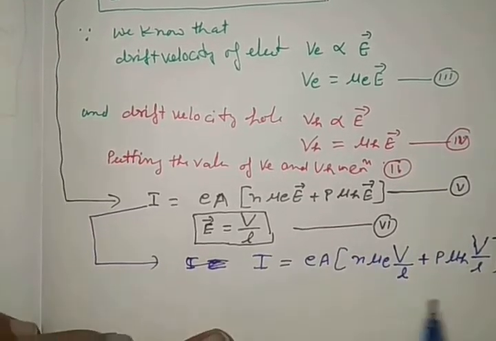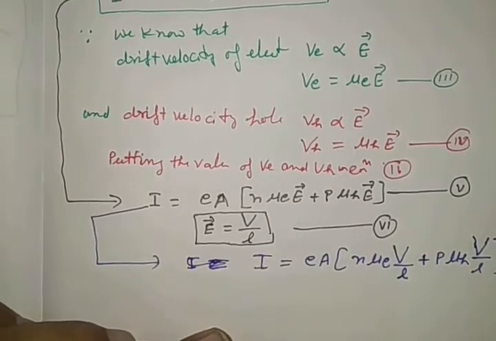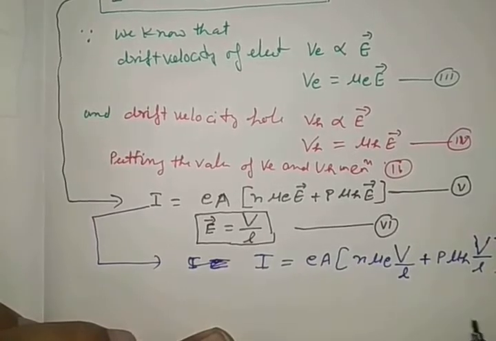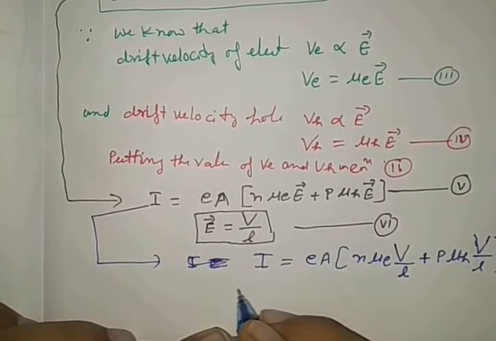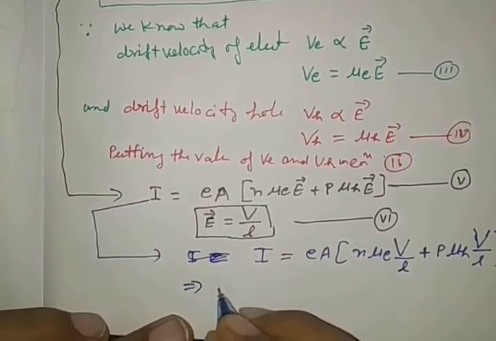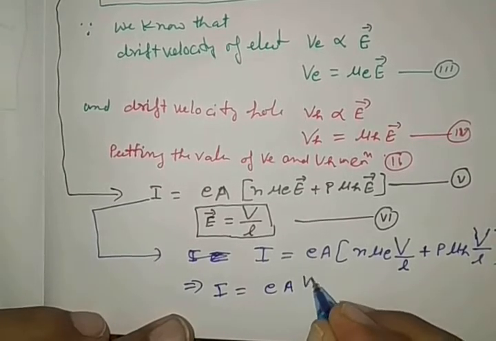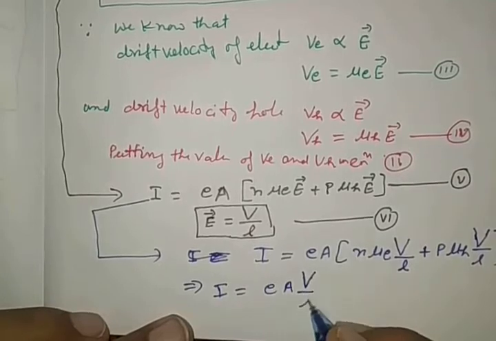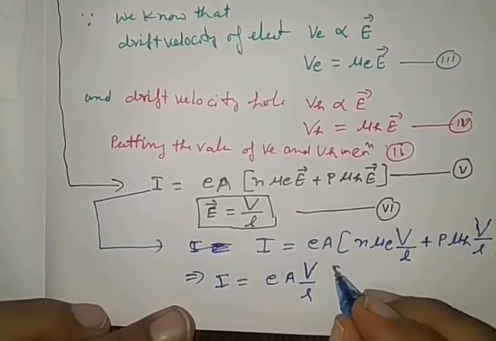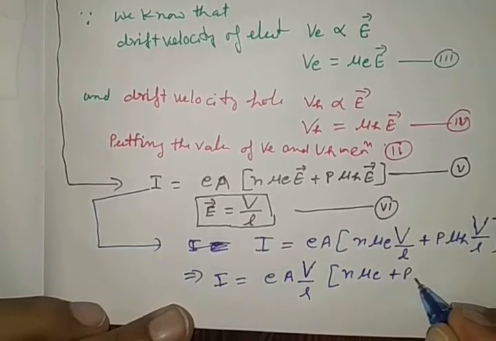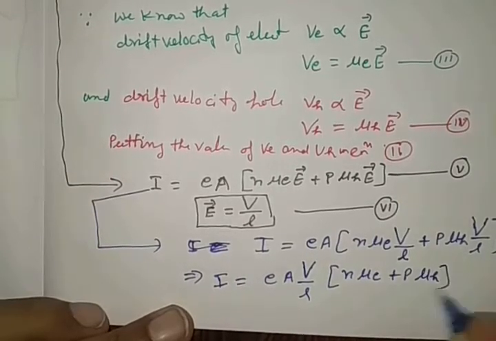Right? Now see the common terms. V by L is common here. So we may write I equals e A V by L times n mu E plus p mu H.